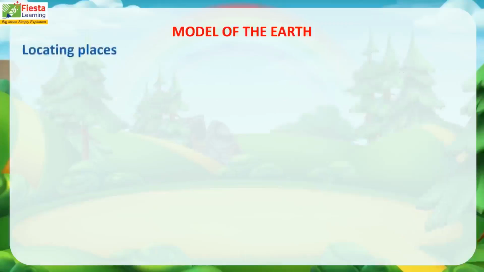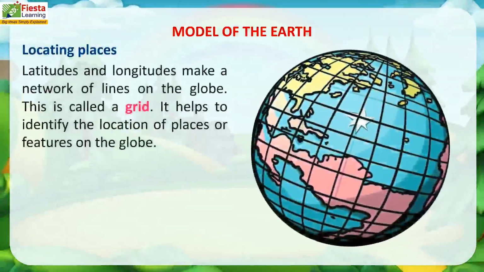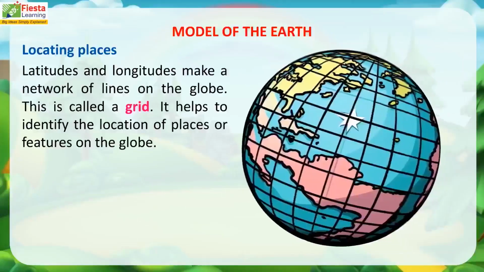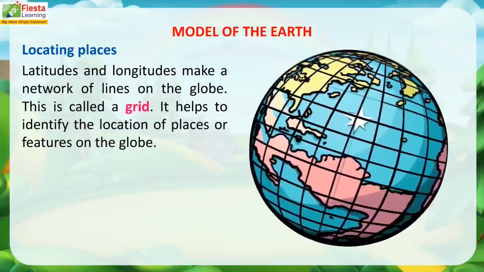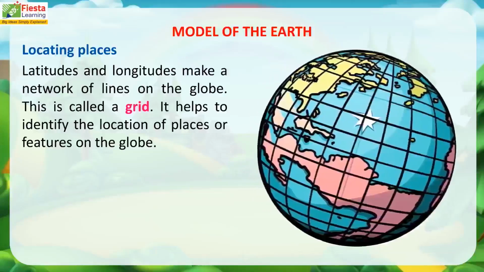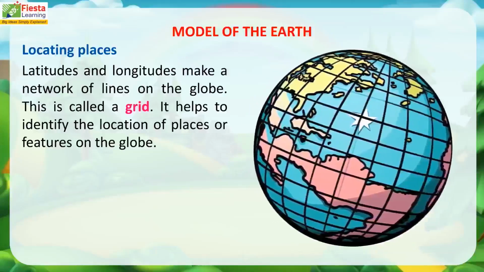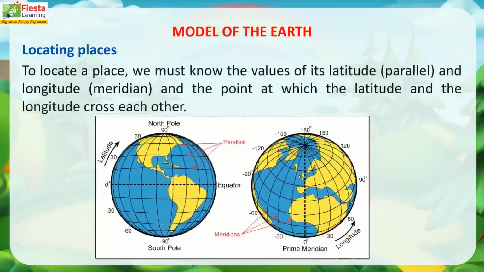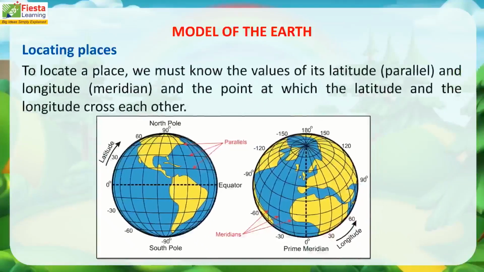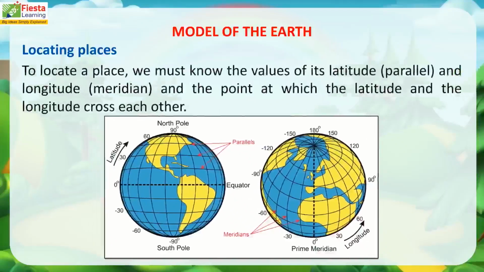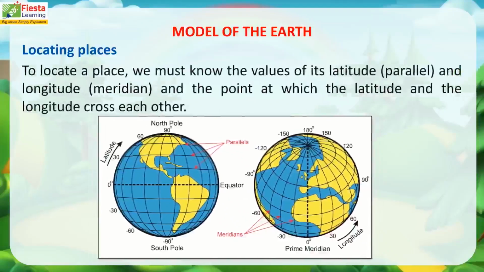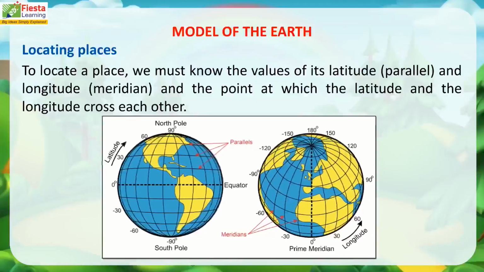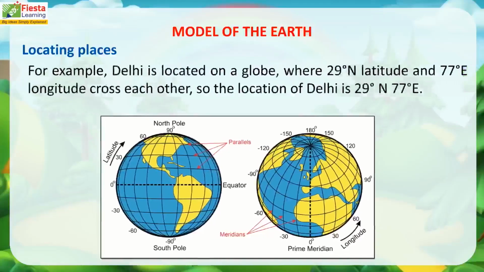Locating places. Latitudes and longitudes make a network of lines on the globe. This is called a grid. It helps to identify the location of places or features on the globe. To locate a place, we must know the values of its latitude, parallel, and longitude, meridian, and the point at which the latitude and the longitude cross each other.